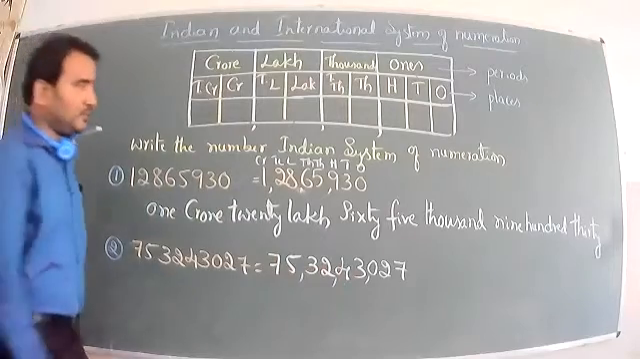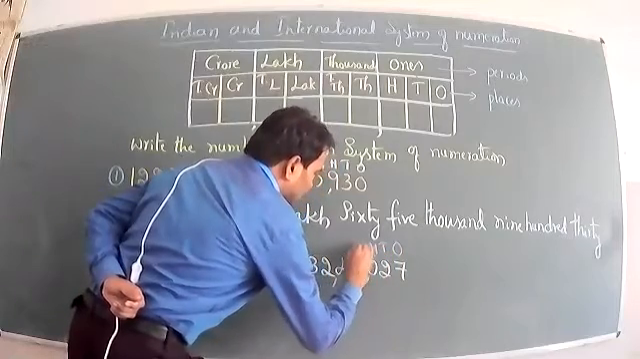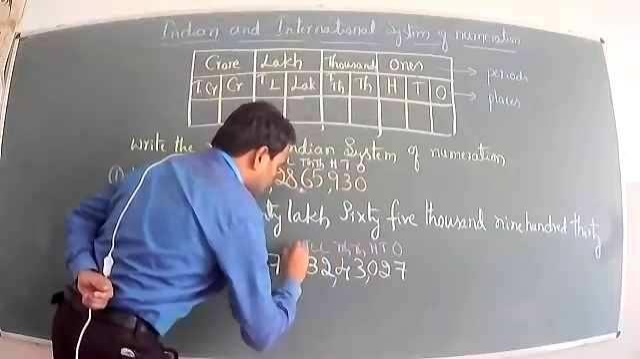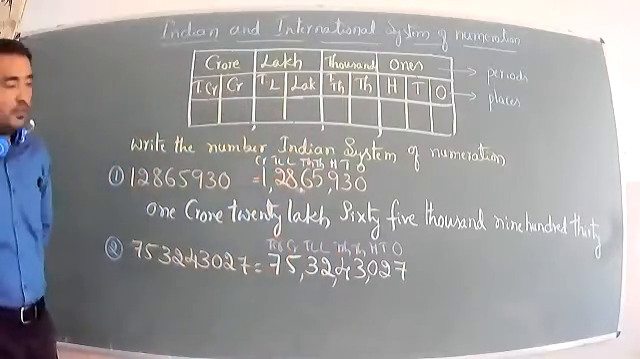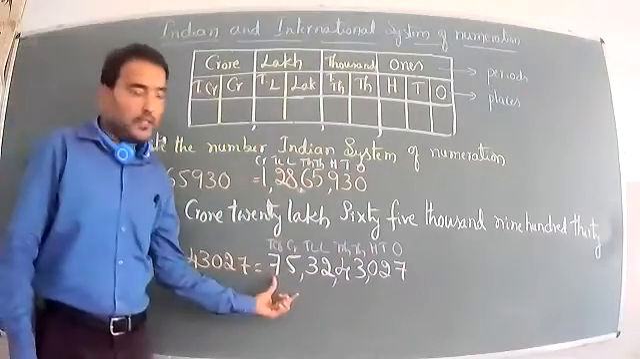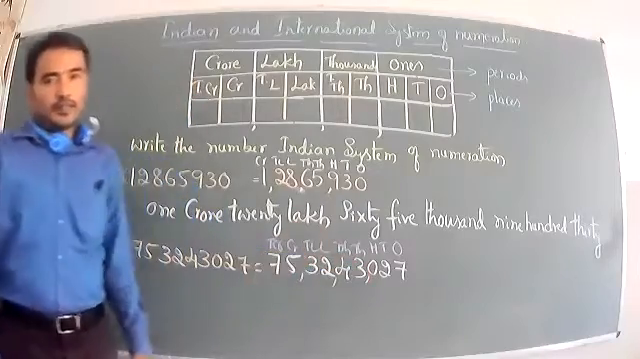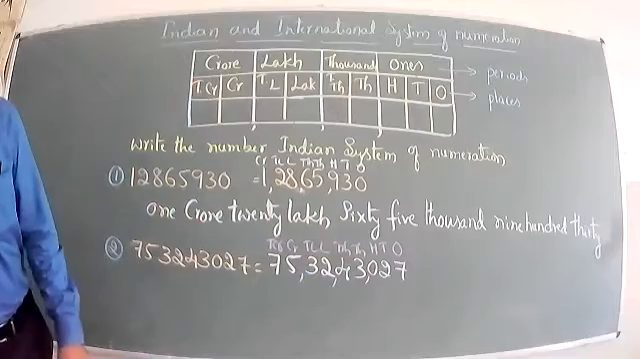So now write the places, place values. Ones, tens, hundreds, thousands, ten thousands, lakh, ten lakh, crore and ten crore. So ten crore and crore we write together. Lakh and ten lakh, write together. Thousand and ten thousand, write together. Okay, don't separate. So now write the number name.